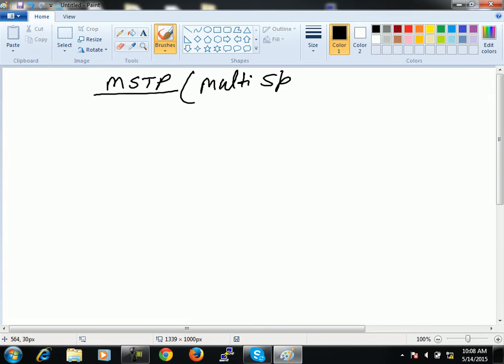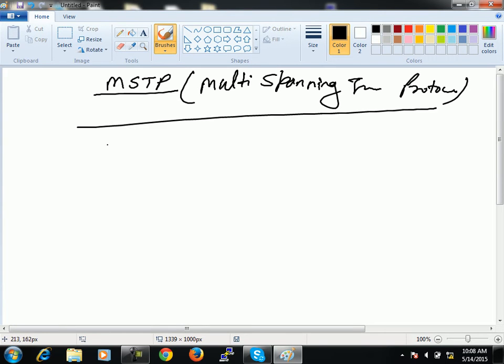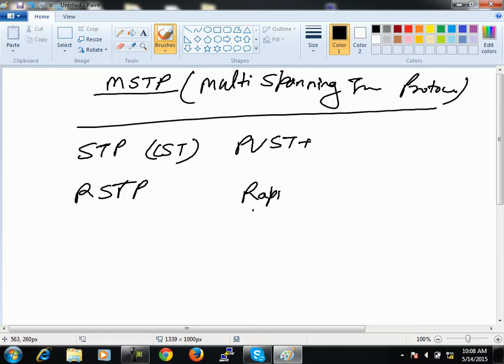Multi spanning tree protocol. Fine. The very first thing, if you talk about MSTP, in MSTP CST was open standard, is it not? Yes. And in RSTP again CST was open standard, but if you talk about PVST plus and rapid PVST plus, these two protocols were Cisco proprietary protocols. This was the problem actually.